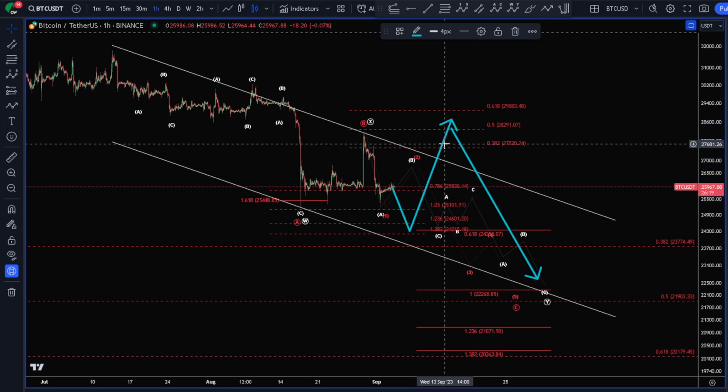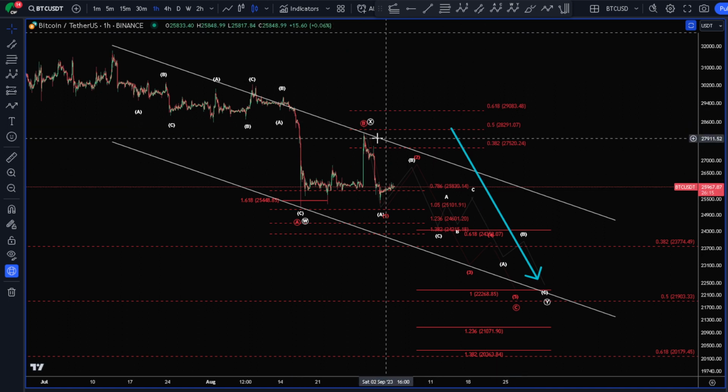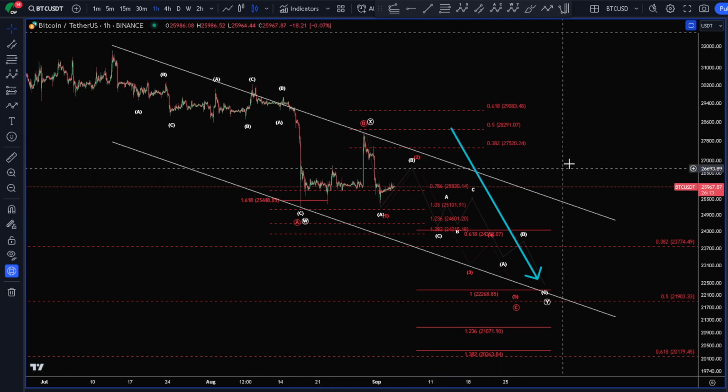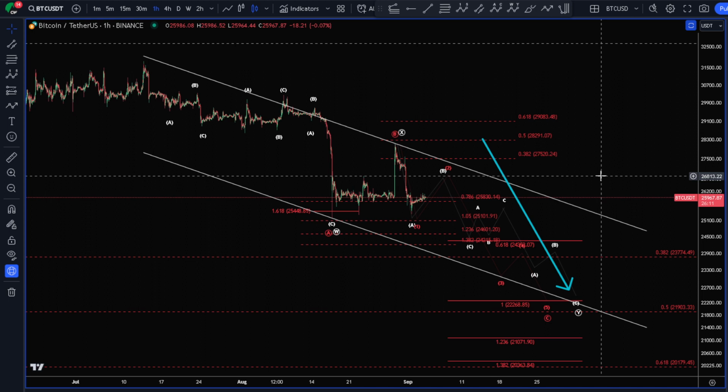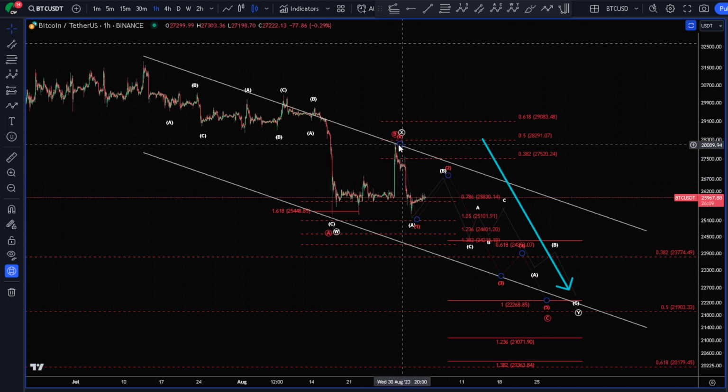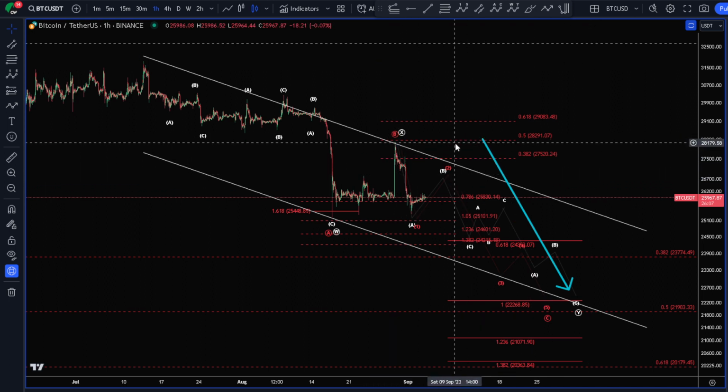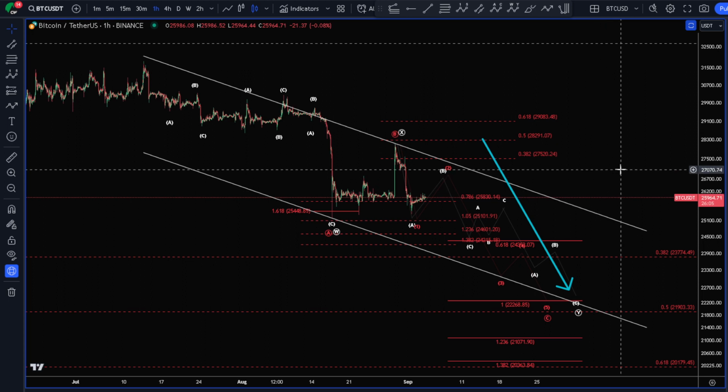So just something to keep in mind. I don't think it's probable to happen, but just in case the market does that, you know what to expect. Just because we came to 382, it's possible that we go a little bit higher.